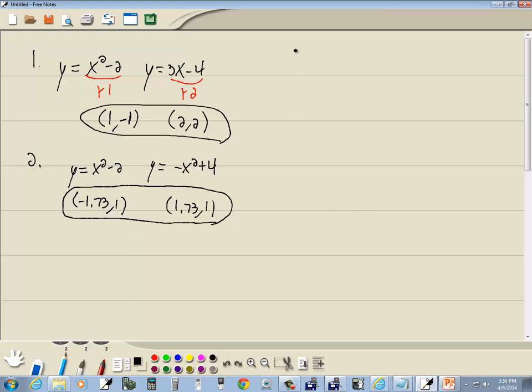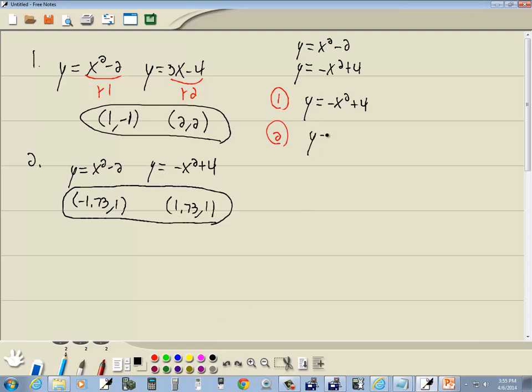Let's do it by hand. We've got y is equal to x squared minus 2, and y is equal to negative x squared plus 4. Although there are different ways of doing this, I'm going to do it by substitution. Step 1. Solve one of the equations for one of the variables. Doesn't matter which one, I'll pick the second one. Now this is pretty nice because it's already solved for y, so we don't have to do any work at all. Step 2, plug this into the other equation and solve.